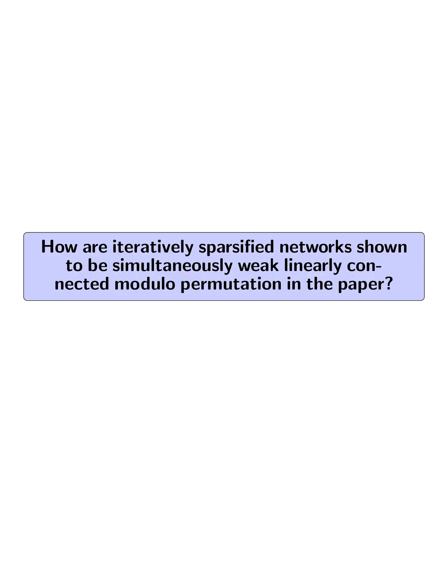How are iteratively sparsified networks shown to be simultaneously weak linearly connected modulo permutation in the paper?